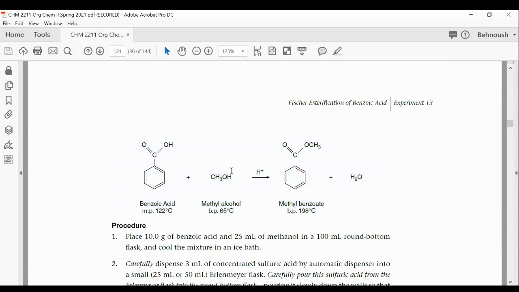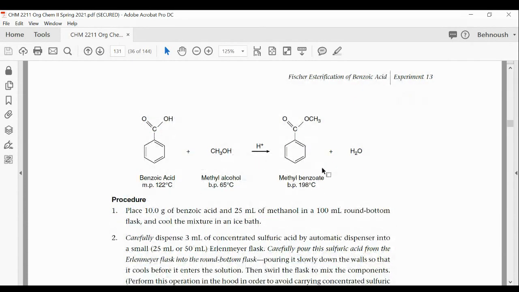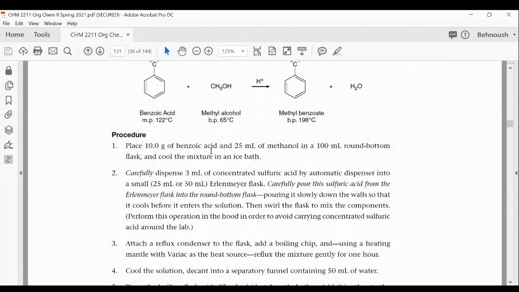Okay, so we have an excess amount of methanol in this case. You want to make sure that the reaction goes to completion. So you're adding 10 grams of benzoic acid and methanol, and then you are going to place it in the ice bath.